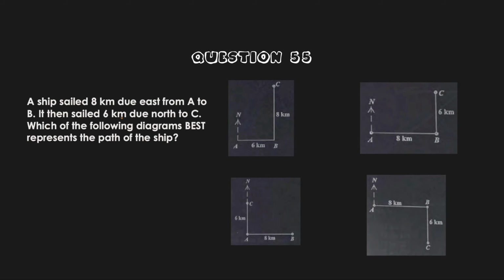So it says a ship sailed 8 kilometers due east from A. Let's try to sketch it. Now we're going due east. So if this is north, east would be this way. So due east for 8 kilometers, from A to B. So here is B. Now the next thing, it says it then sailed 6 kilometers due north to C. So it went up 6 kilometers to a point C. Which of the following diagrams best represents the path of the ship? As you can see, the closest to mine is this right here.